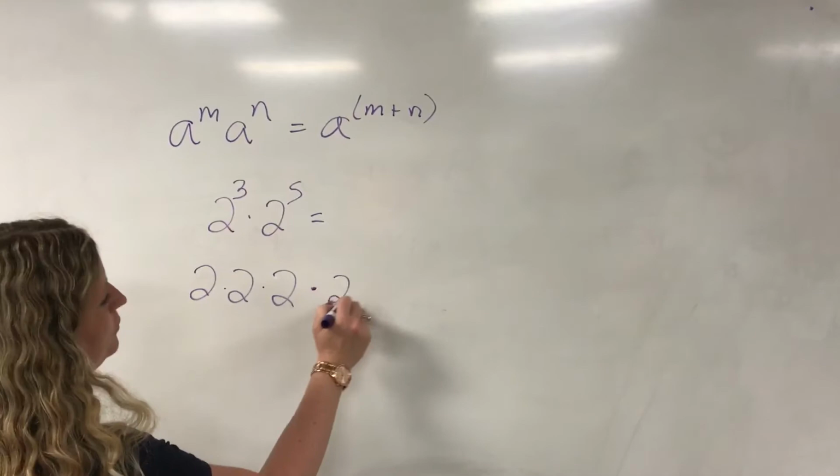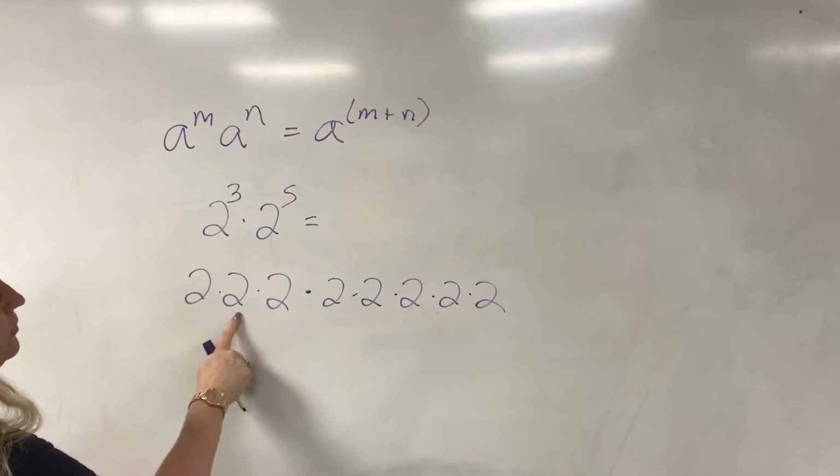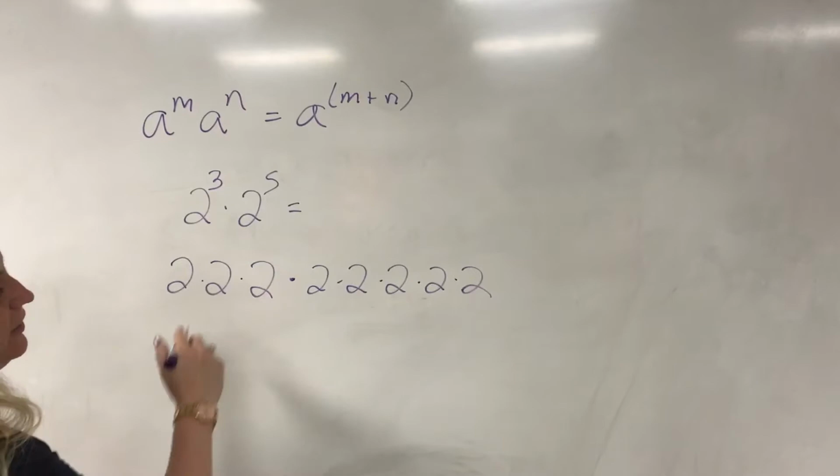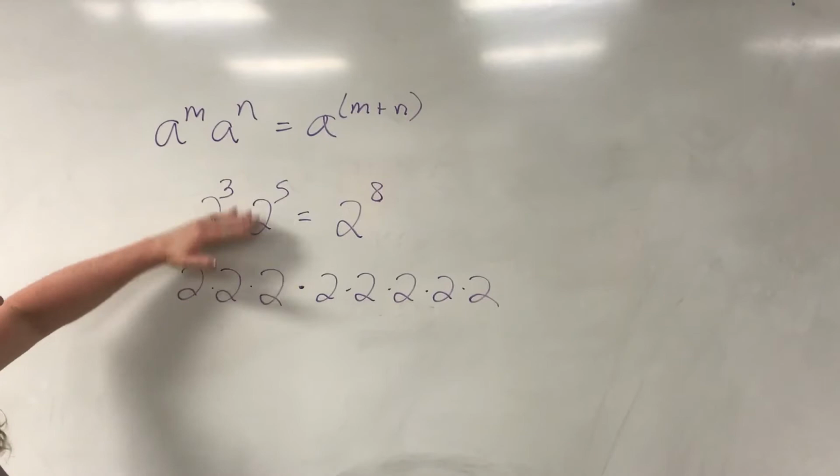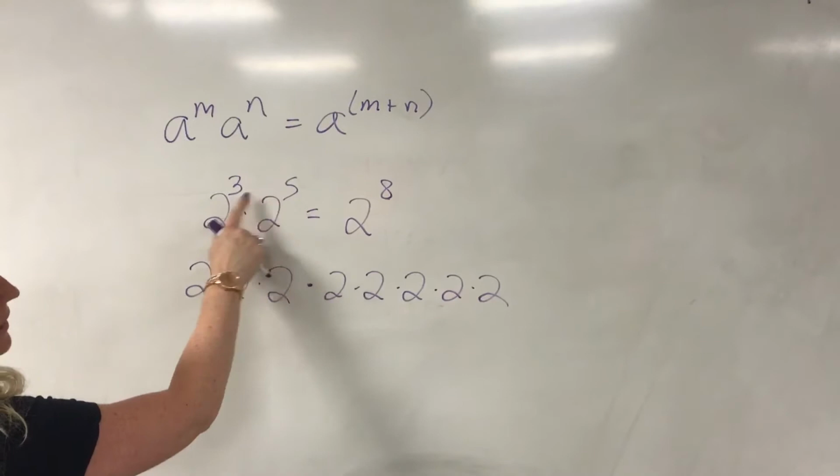So that ends up being 1, 2, 3, 4, 5, 6, 7, 8 2s all multiplying together. And the quick way to write that is 2 to the 8th power. So the trick, so that you don't have to write them all out each time, is right here we notice that we're adding. 3 plus 5 equals 8.